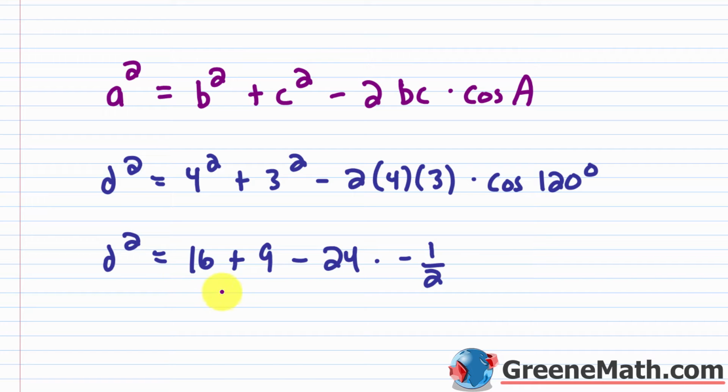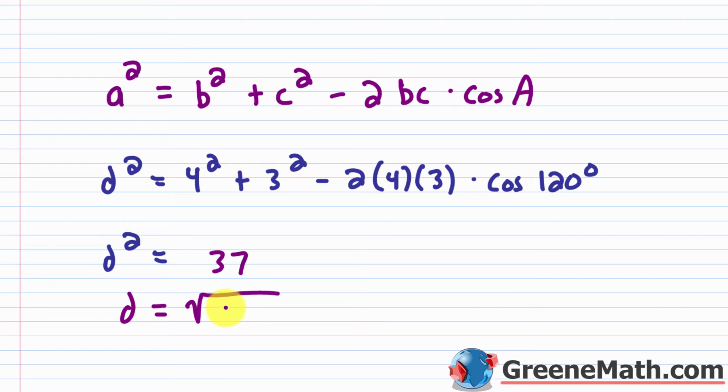So to simplify this, 16 plus 9 is 25. Let's just do it right here. We'll say this is 25. And then this would cancel with this. The negatives would also cancel, so this is going to be plus. And basically 24 divided by 2 is 12. So I'll say this is 25 plus 12, okay, which is basically going to give me 37. So we have that the distance squared is 37. And if I want the distance, I'm just going to take the principal square root of each side, and it'll be the square root of 37. Okay, so basically we've found that the distance between those 2 points is the square root of 37.